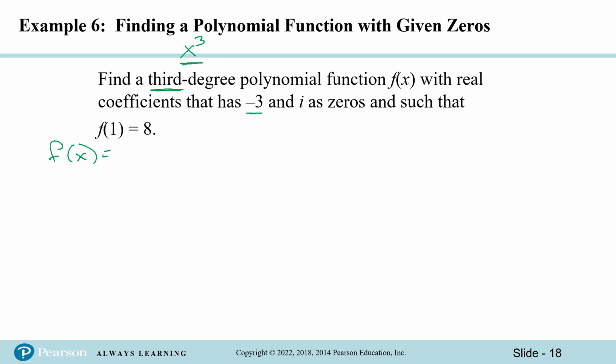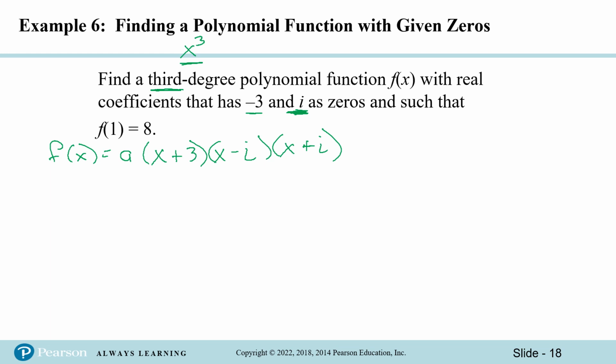They told us 2 of them, but they kind of told us a third because this has to come in a pair. So we're going to have some number, we don't know what it is, x minus a -3, and x minus i, but like I said, my i has to come as a pair, so I have to have a plus i as well.